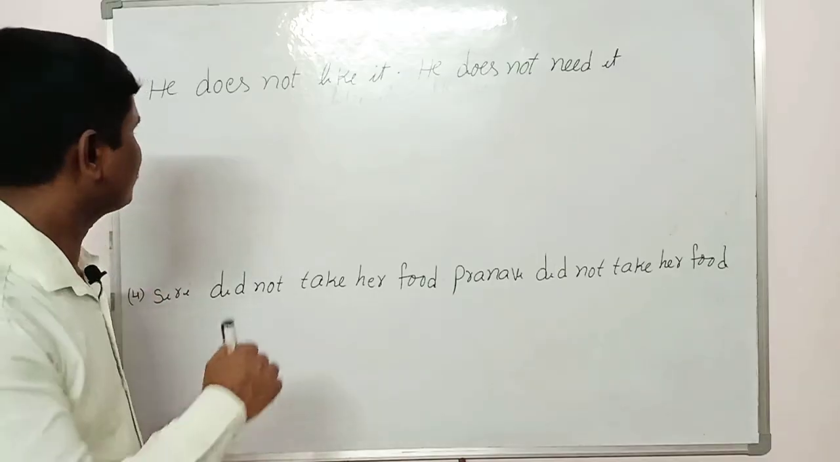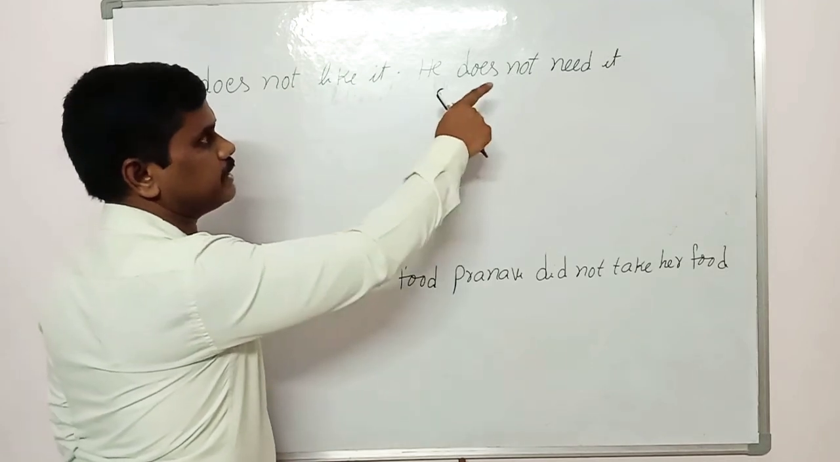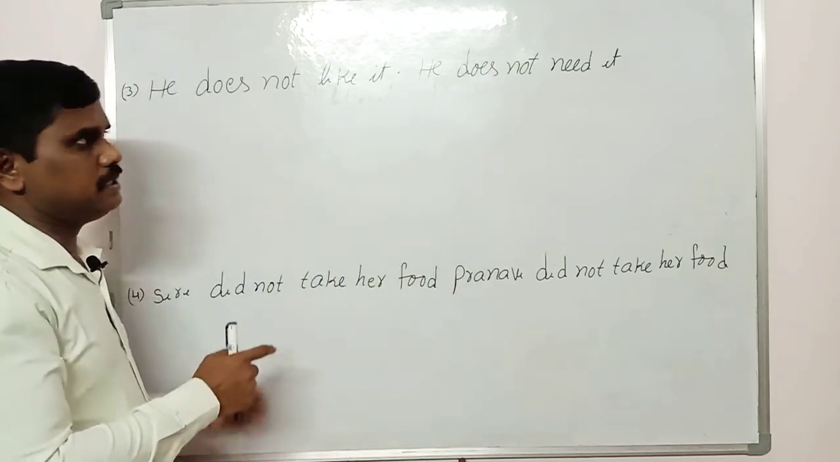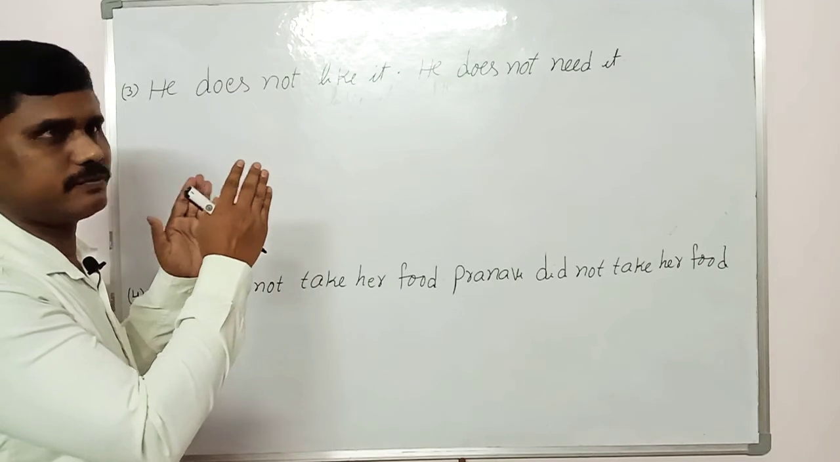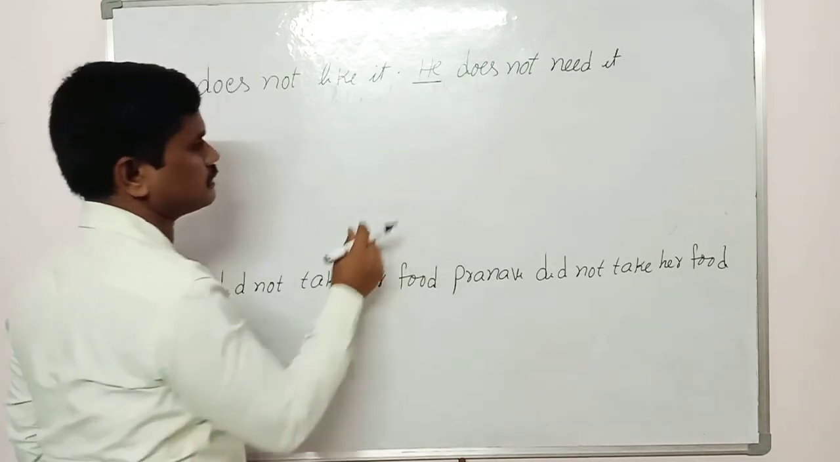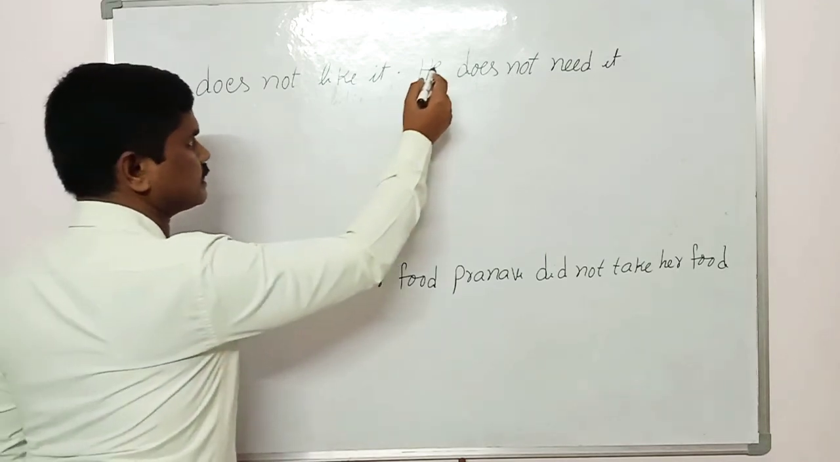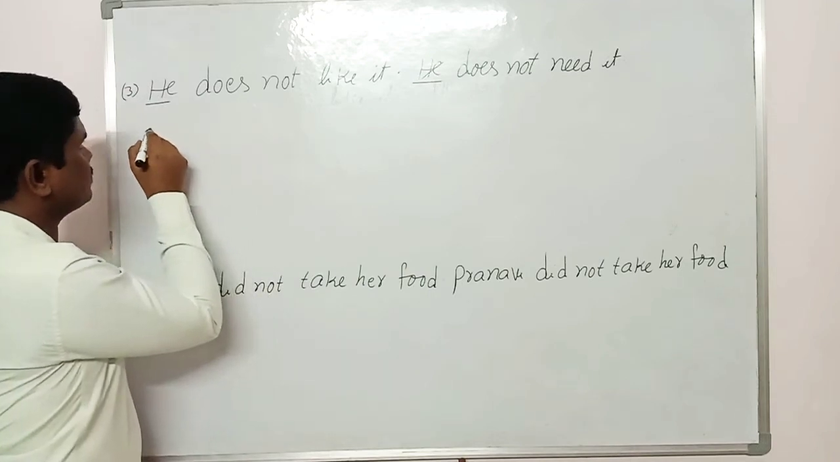Now let us see the third sentence. He does not like it, he does not need it. If we observe this sentence carefully, here the subject, here the subject, both the two subjects are same. So cancel this subject and write this subject here.